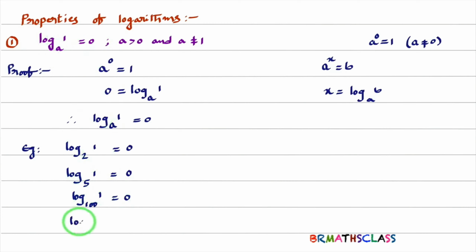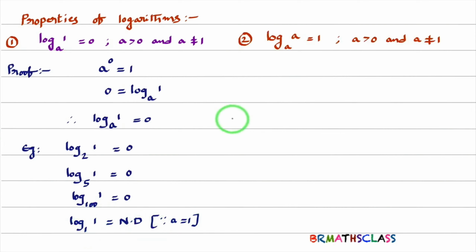Similarly, you see here log 1 base 1. What is its value? Its value is not defined, because this formula works only when a is greater than 0 and a is not equal to 1. Here the base is equal to 1. Since a is equal to 1, log 1 base 1 value is not defined. I hope you are understanding.